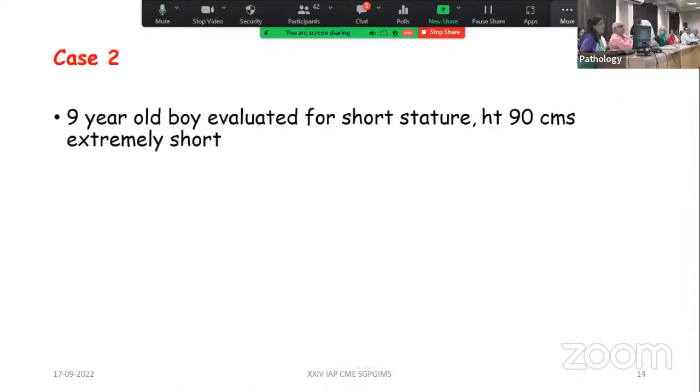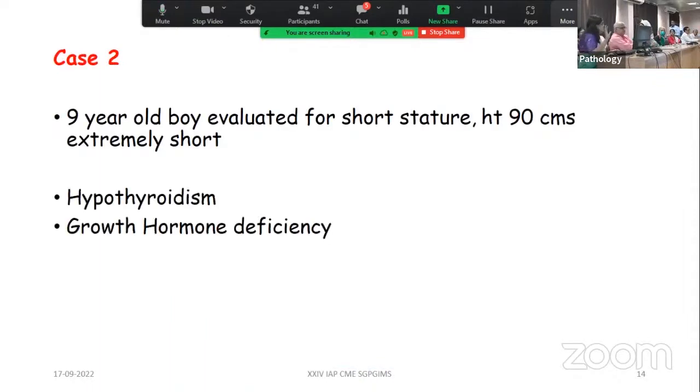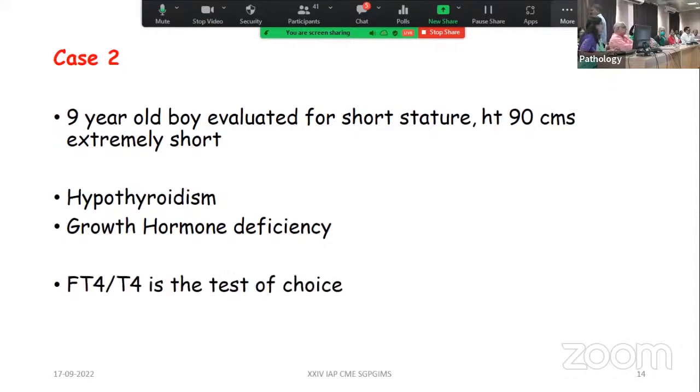Same thing I wanted to highlight in children who come with short stature. Other than other causes for short stature, important endocrine causes would be primary hypothyroidism and growth hormone deficiency, either isolated or as part of other pituitary hormone deficiencies. Again, here doing a TSH will fool you. So T4 is the test of choice because it will tell you whether the child is euthyroid or hypothyroid, and then you go ahead and evaluate further.